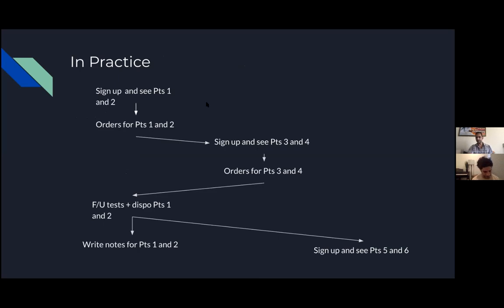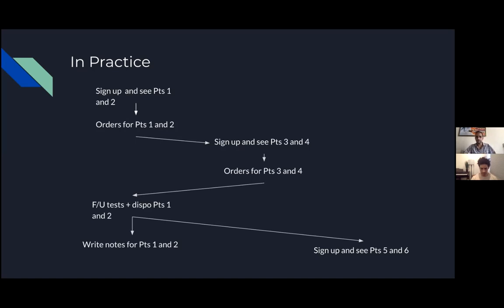So just to put this into practice, basically you'll sign up for patients 1 and 2, assess which one's sicker, and go see that patient first. Remember, you want to try and be out of the room for each patient in 20 minutes. You'll come back to your workstation, place orders for patients 1 and 2, and then sign up for patients 3 and 4. Notice at this point, we're not mentioning doing notes. You want to try and sign up for patients 3 and 4, see them, put in orders, and then return back to your desk. At that point, you can follow up on the results of patients 1 and 2 and see if they're ready for dispo.